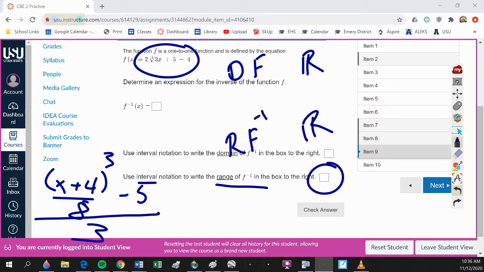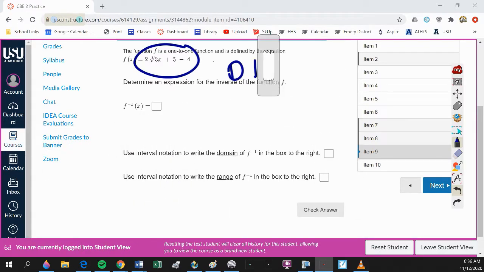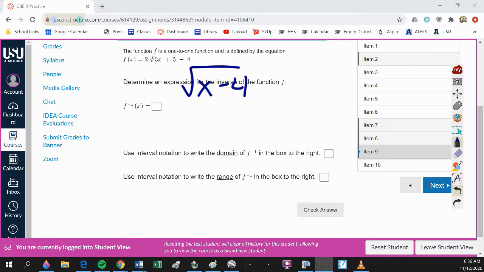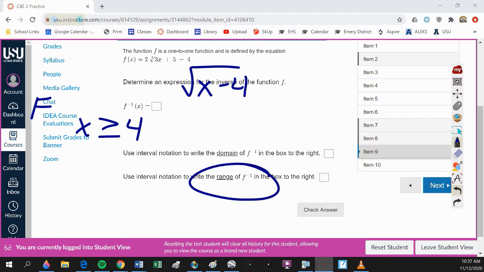Okay. Now we look at the domain of f inverse. Does this have any domain restrictions? Do we have any square roots? No. Do we have any variables in the denominator? No. But I'm sure they're going to get harder than that. What if my function was the square root of x minus 4? Does that have any domain restrictions? Yes, x has to be greater than or equal to 4. That's the domain of f, which is the same as the range of f inverse. Okay?